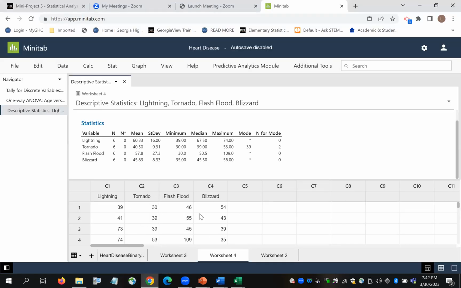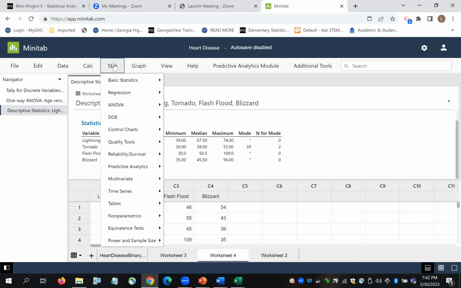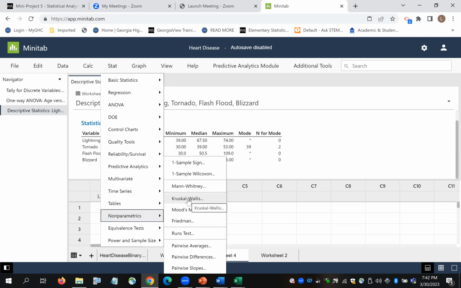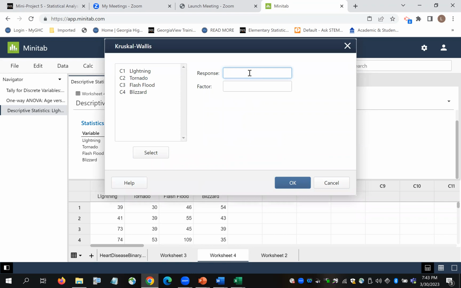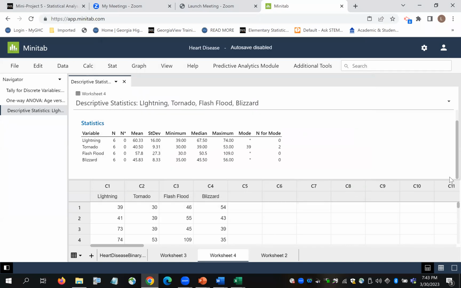So I've already entered the data. I had to enter the data to compare the mean and the median. We go to Stat, Nonparametrics, Kruskal-Wallis. My response is, oh man, I've entered this data wrong. Okay, guys, Miss Ralston has screwed it up.